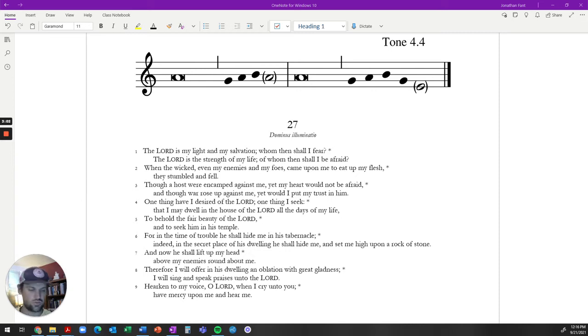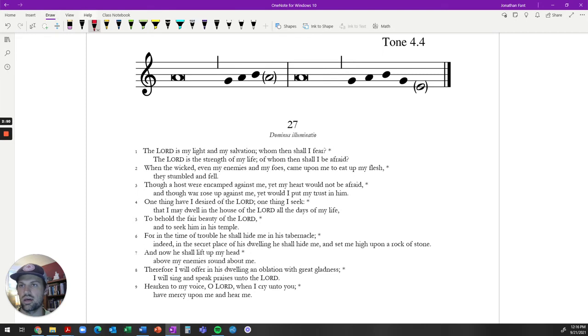So that's the first 4 verses of Psalm 27 sung to Psalm Tone 4.4. If you've been watching these, you've seen how this works, but I'm going to go ahead and show how I would point this for our congregational use.